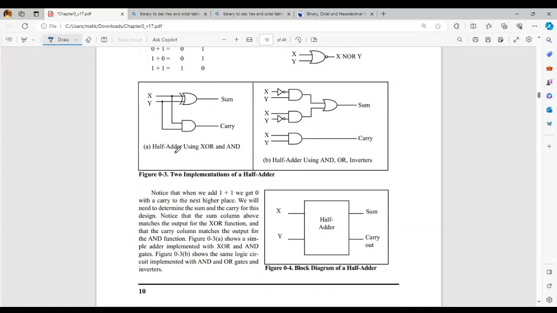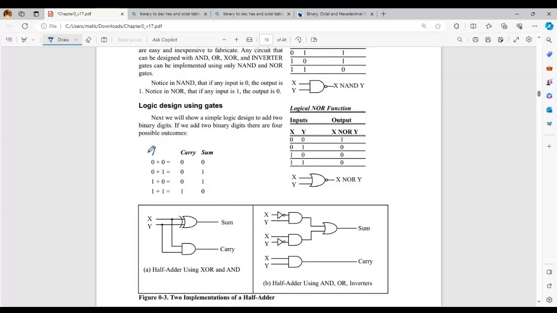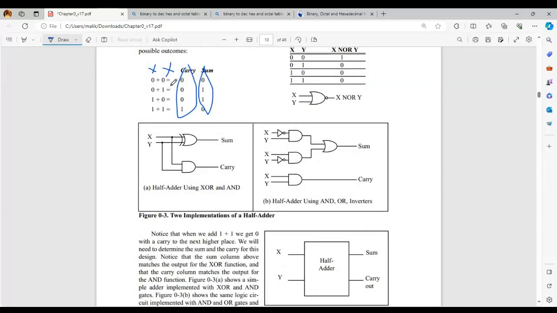Here we have the circuit of this adder and subtractor. We have here two variables x and y. This is the whole function of the carry. This is the function of the sum. Using the K-maps and functions and simplifications, we can draw these circuits.